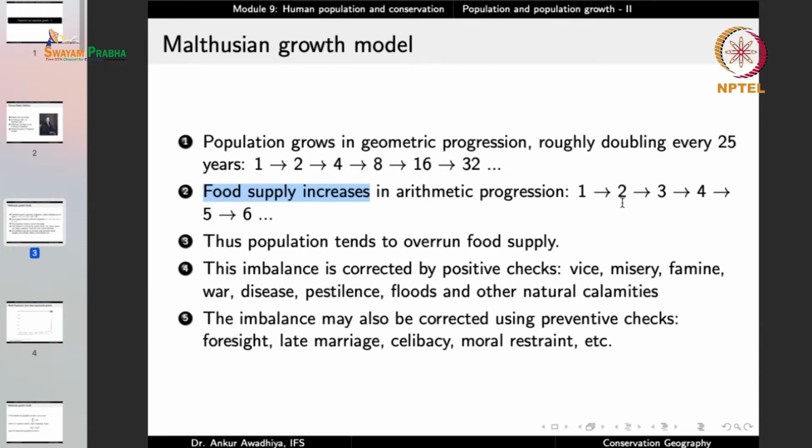So from 1 it becomes 2, then 2 to 3, then 3 to 4, 4 to 5, 5 to 6 and so on. So in a very short period of time, the population will overrun the food supply. That is, there will be a shortage of food because now there are so many people and the food supply has not increased as fast. And this would create an imbalance. And this imbalance will be corrected by certain checks. So these are checks on the population, things like vice, misery, famine, war, disease, pestilence, floods and other natural calamities.